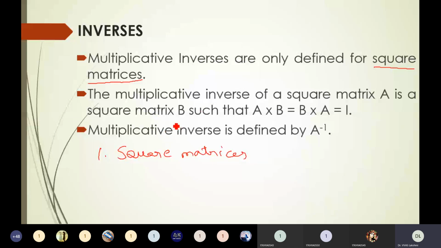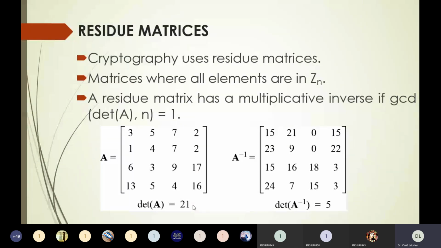The second condition is the multiplicative inverse of a square matrix A and a square matrix B. While multiplying A by B and B by A, we will get an identity matrix. Identity matrix means all the elements are zeros and ones: diagonal elements are 1, upper and lower elements are 0. So the multiplicative inverse is defined as A inverse.